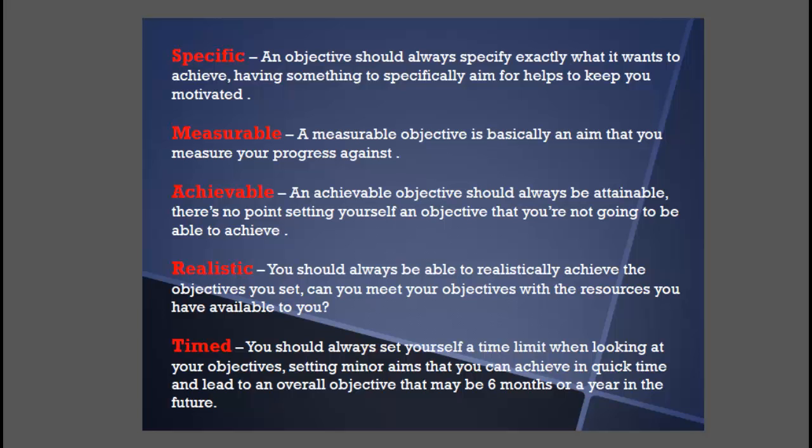M for measurable. A measurable objective is basically an aim that you measure your progress against. Achievable. An achievable objective should always be attainable. There's no point in setting yourself an objective that you're not going to be able to achieve. R for realistic. You should always be able to realistically achieve the objective you set. Can you meet your objectives with the resources you have available to you?